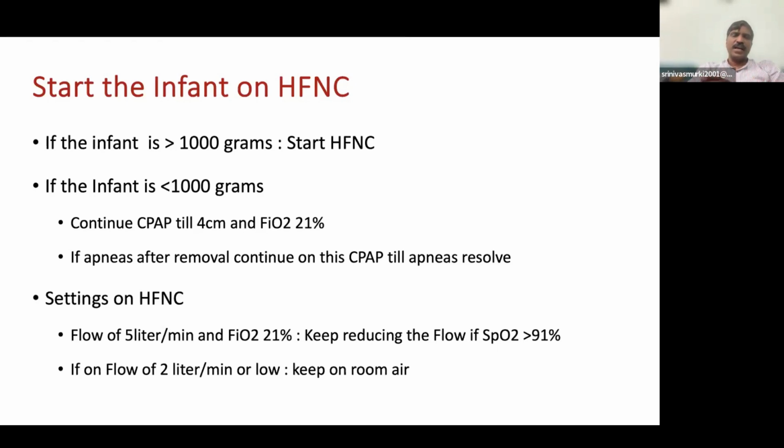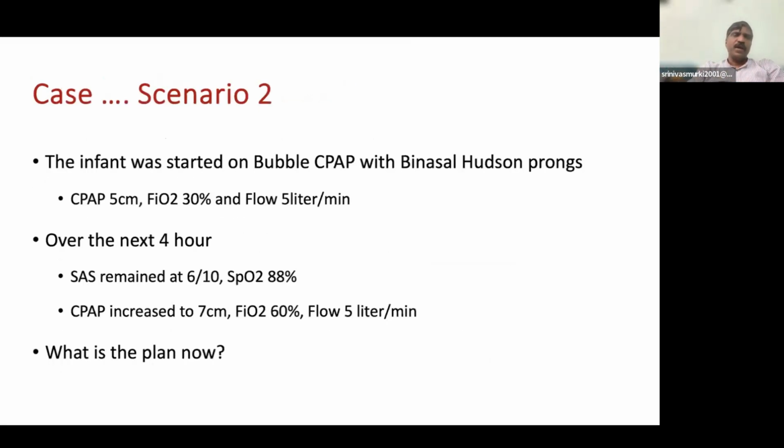Once you're on 2 liters and FiO2 is 21%, you can bring the baby back to room air. So this is one scenario where the baby was started on bubble CPAP, improved, caffeine was given, enteral nutrition was started, and the baby is switched over to HFNC. Now let us look at the second scenario. Same baby, we started on bubble CPAP, but with a pressure of 5, FiO2 30%, and flow of 5 liters.